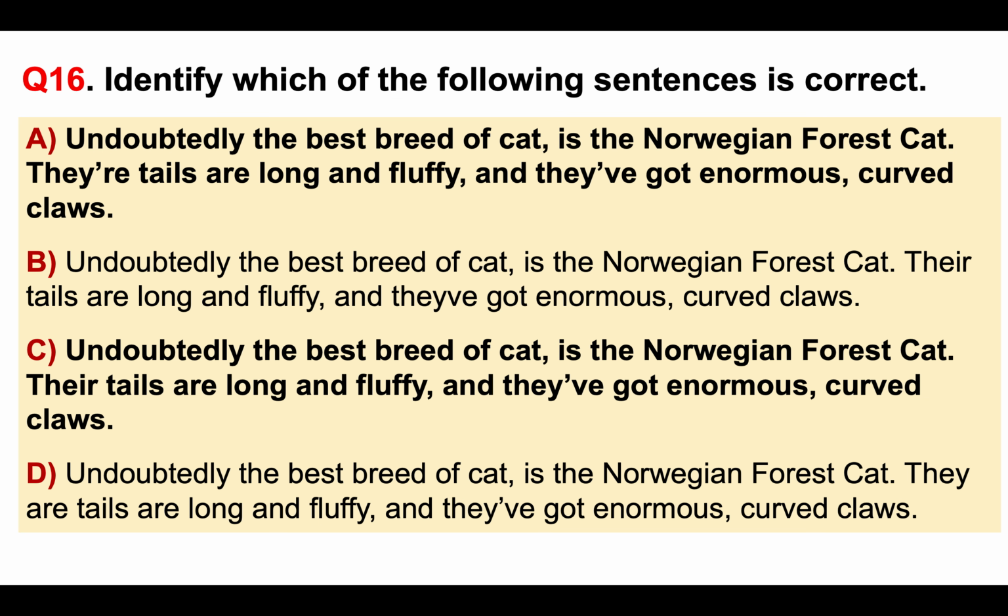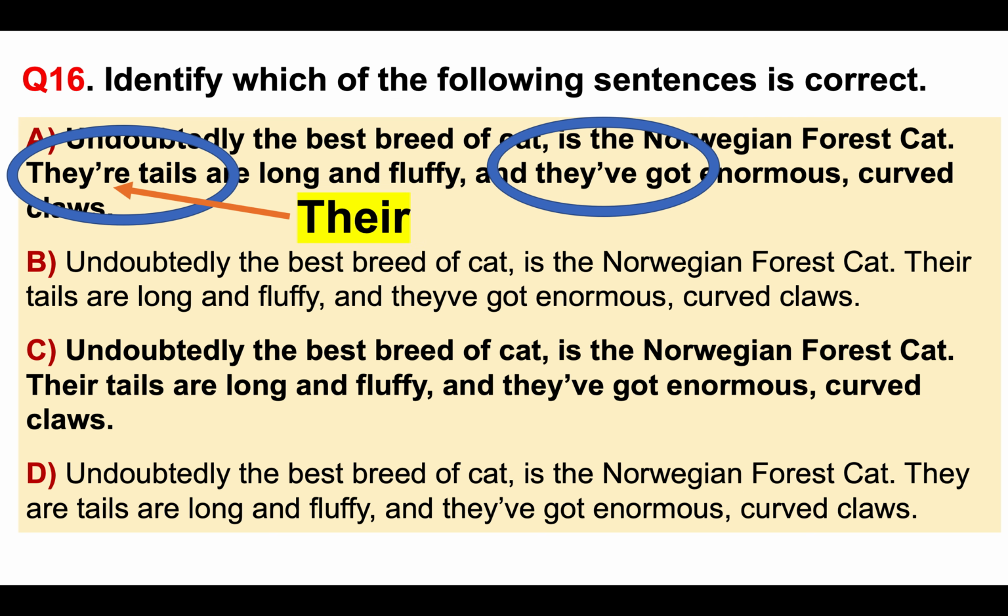So if we look at A, it says undoubtedly the best breed of cat is the Norwegian forest cat. They're tails are long and fluffy and they've got enormous curved claws. So generally these type of words are the ones that will catch us out. There, they apostrophe re. That's not correct. And also this one, they've. Look out for those type of words within these sentences. So that should actually be their, their tails. So we can see that A isn't correct. Now that word is correct, they've.